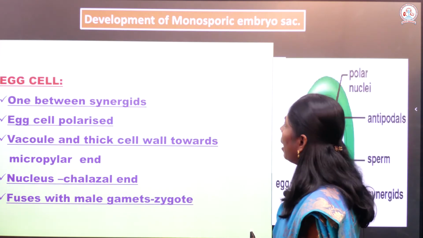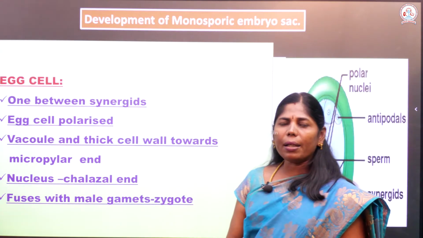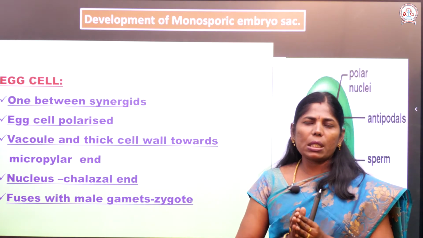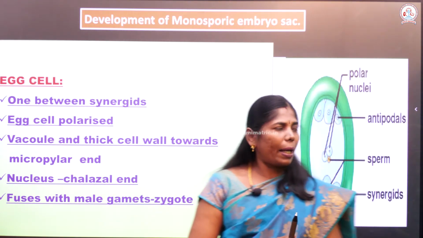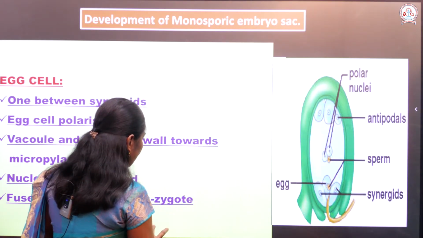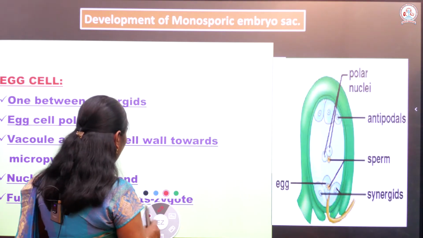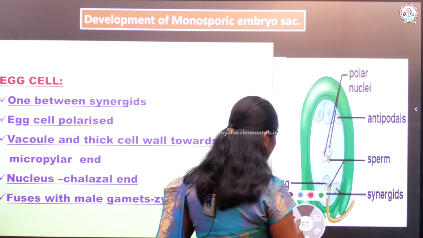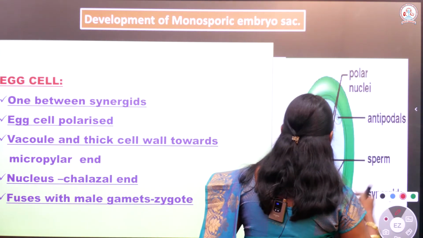So what is at the other end? Okay, at the other end we can see there is an egg apparatus. On either side of the synergids we can see the egg cell, okay. So in the center of the synergids we can see the egg cell, and on either side of the egg cell we can see the synergids, okay.